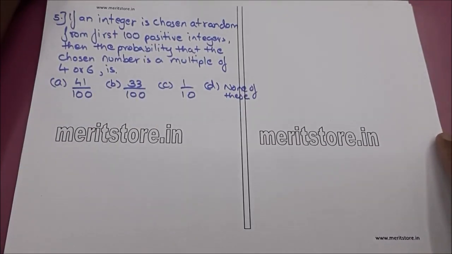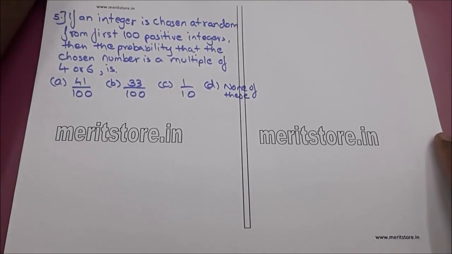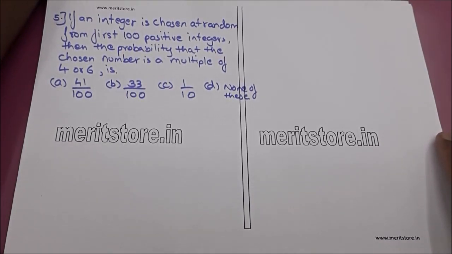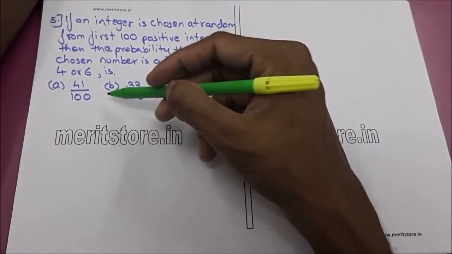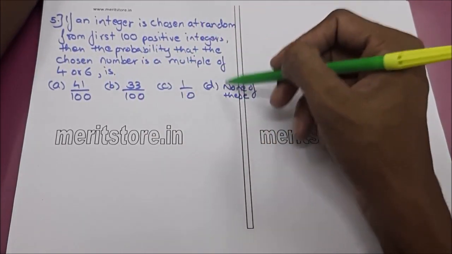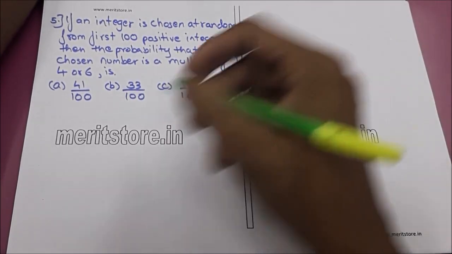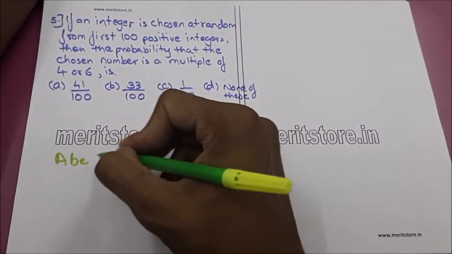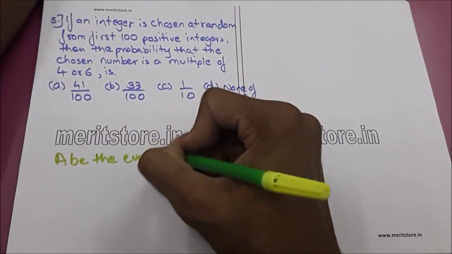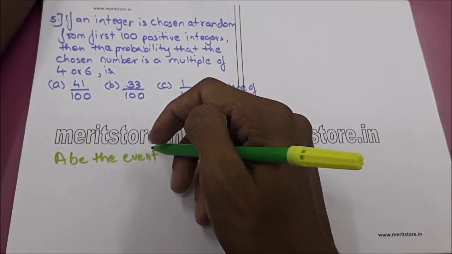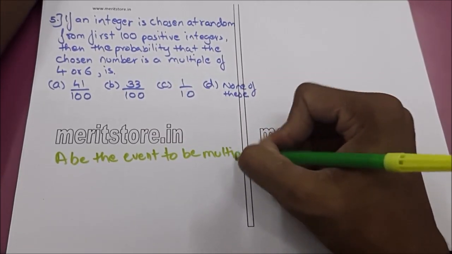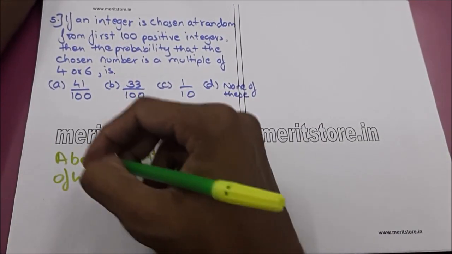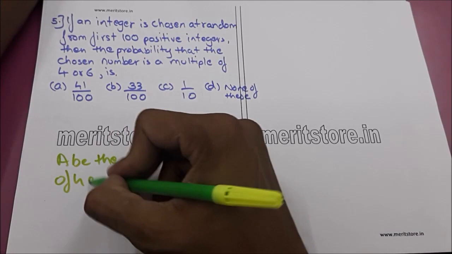Question 5. If an integer is chosen at random from the first 100 positive integers, then the probability that the chosen number is a multiple of 4 or 6 is, we have four options: A 41 by 100, B 33 by 100, C 1 by 10, and D none of these. Let A be the event to be a multiple of 4 and B be the event to be a multiple of 6.